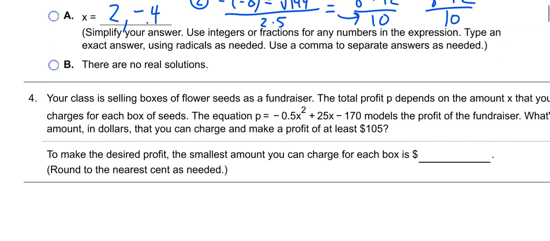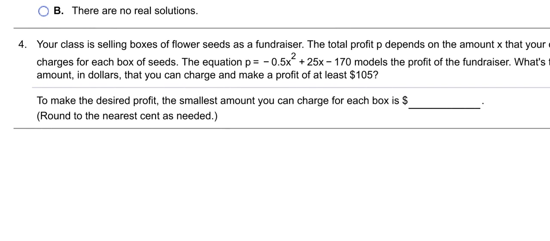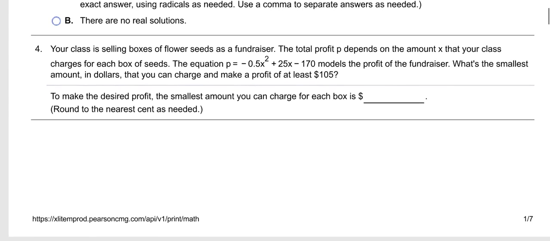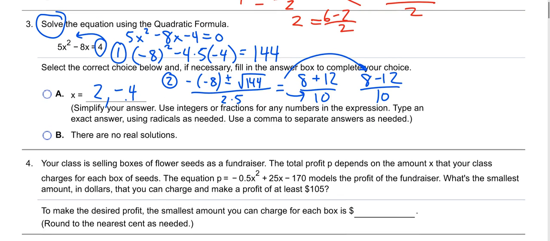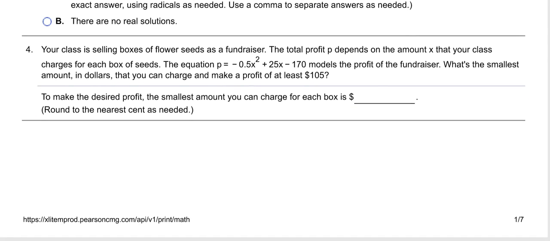Okay, question 4. Your class is selling boxes of flower seeds as a fundraiser. The total profit depends on the amount x that your class charges for each box of seeds. Scroll up really fast. Okay. Now, what kind of parabola is this? Does it open up or open down? Okay, let's get a visual of what's going on here.